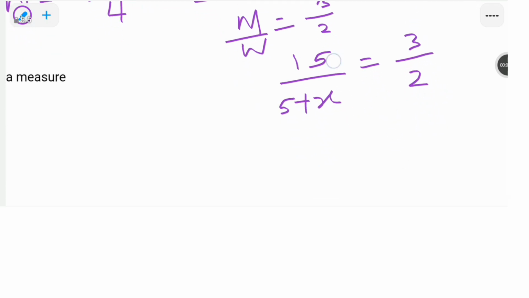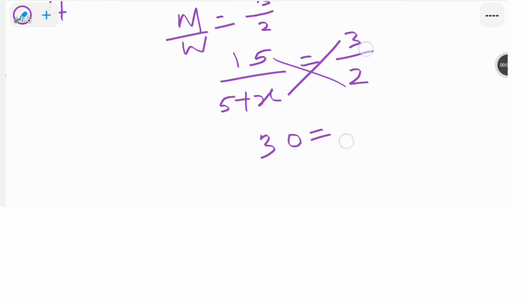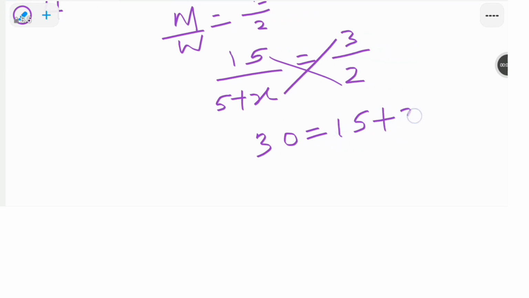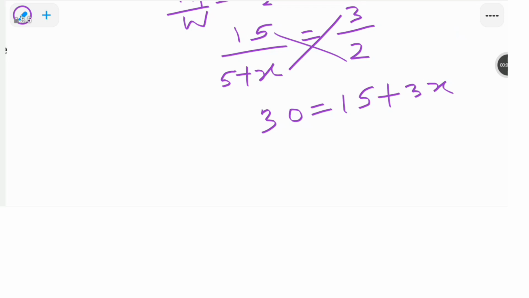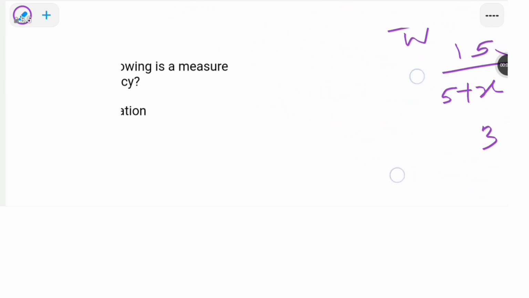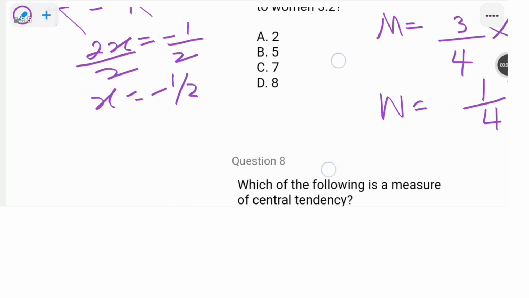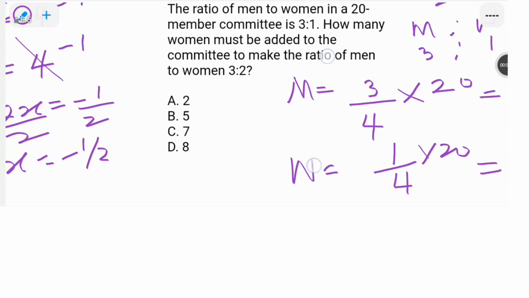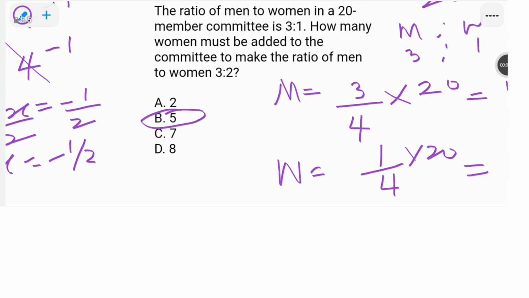So let's cross multiply like this. 2 times 15 is 30. 3 times 5 is 15. 3 times x is 3x. So let's solve this. 30 minus 15 is 15 equals 3x. Divide both sides by 3. So x is 5. So 5 women should be added to make the ratio 3 to 2.